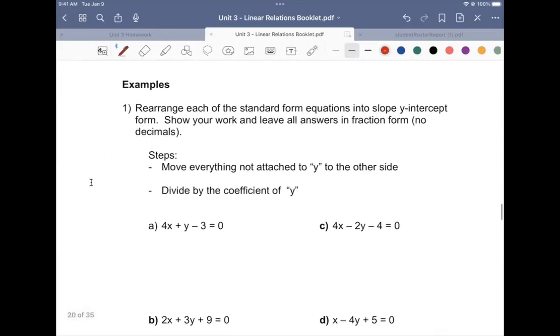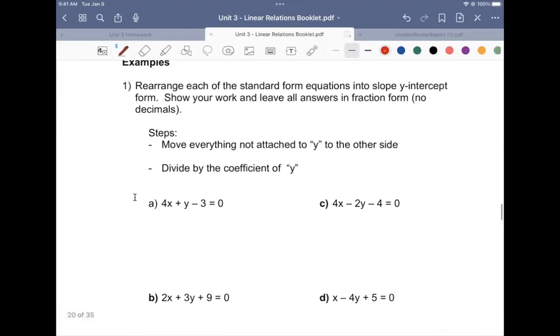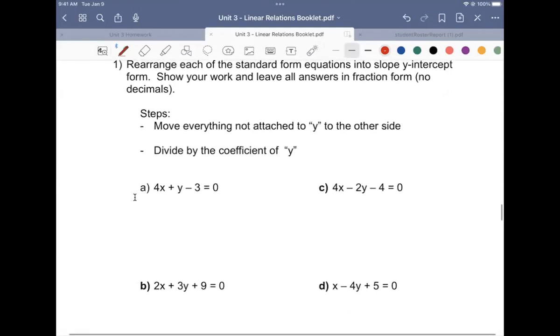So when we go on to some examples, the first thing that we're going to do is rearrange standard forms of the equation into the slope y-intercept form. There is a way to graph the standard form of an equation. It's a little bit more mathematical based, so sometimes people prefer to rearrange the equation into our slope y-intercept form so we can easily grab our slope and y-intercept. So the first step that we're going to do is we're going to move everything not attached to y to the other side, and then we are going to divide by the coefficient of y, because remember, we want it in y equals ax plus b. So I want to isolate y on its own.